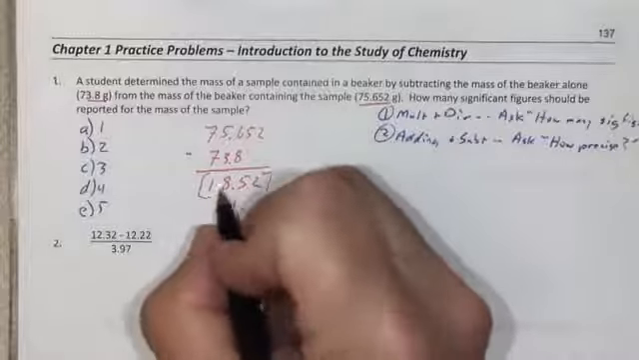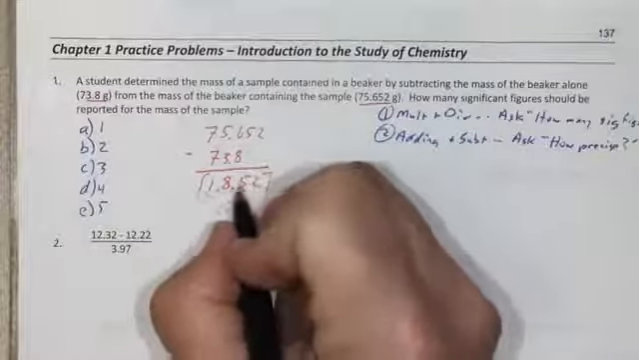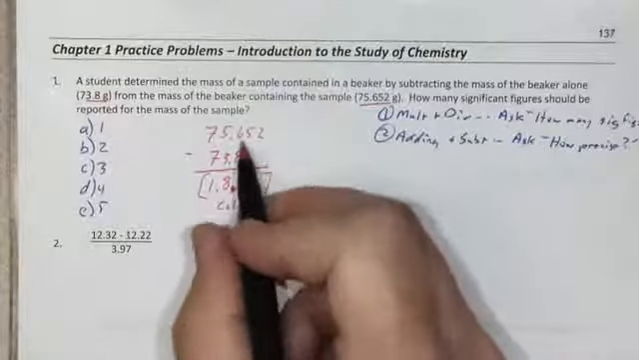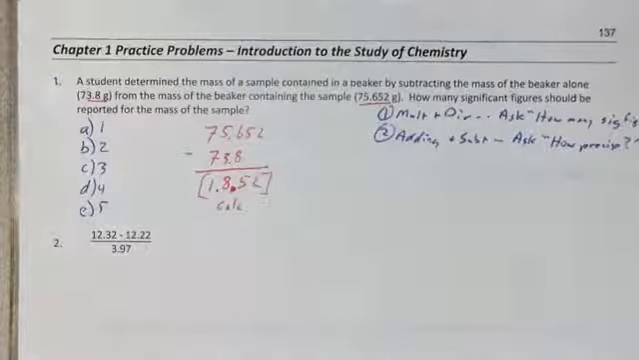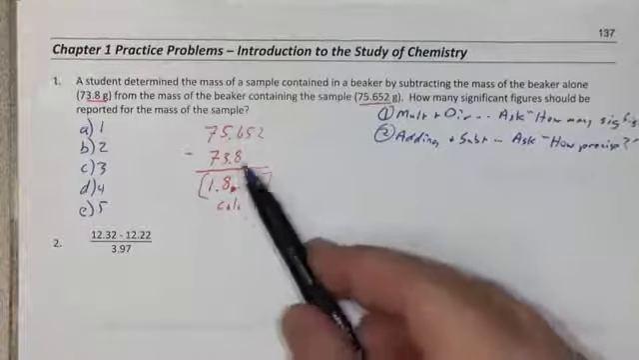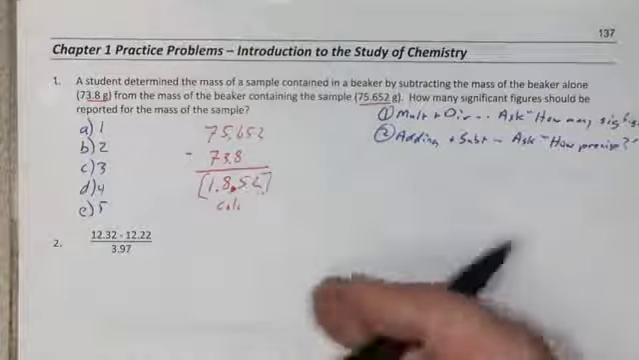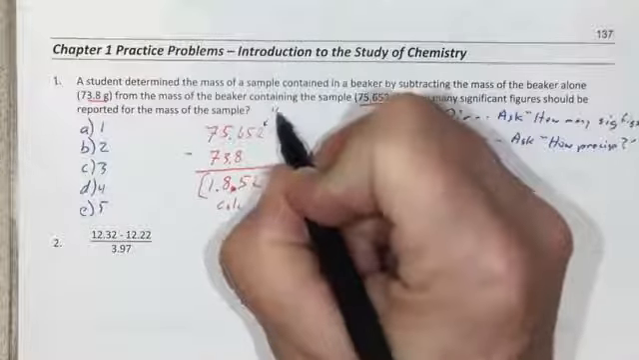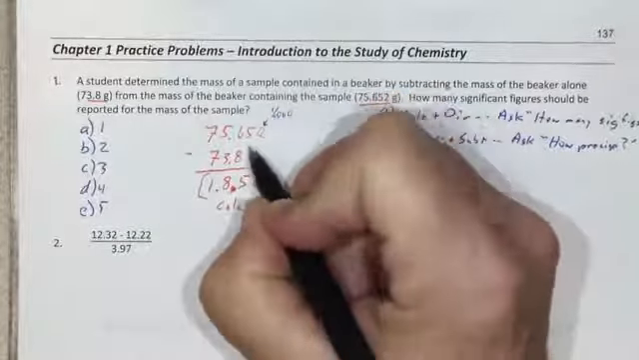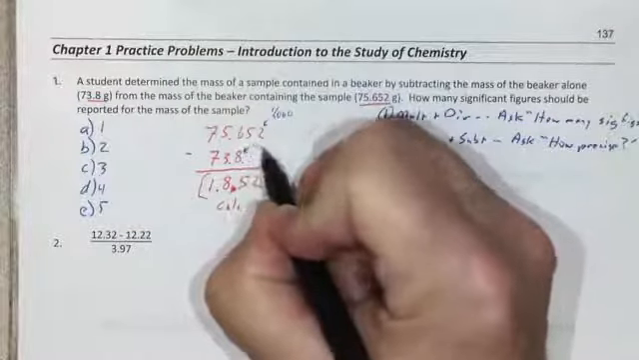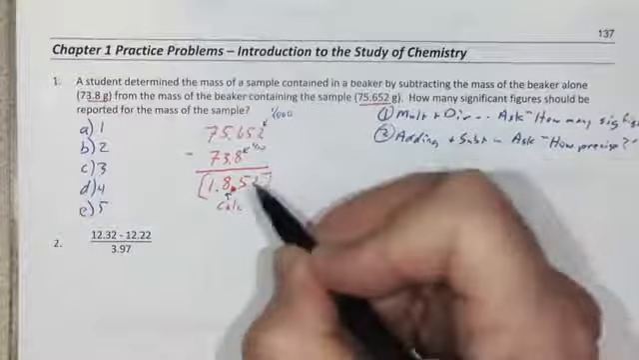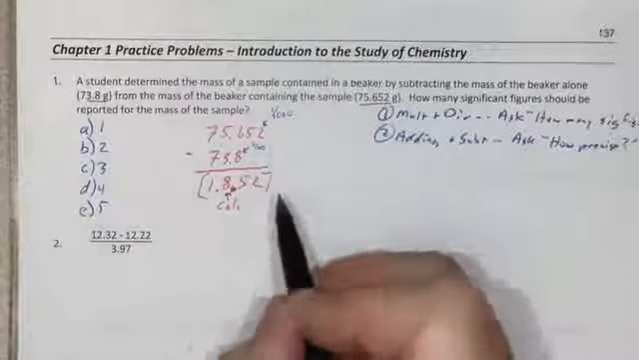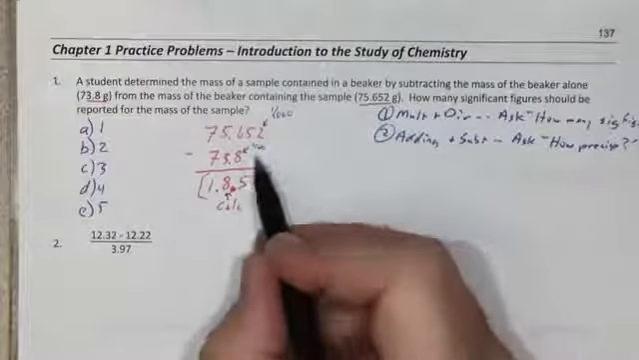That should be 1.852. I looked at my calculator wrong. That's 1.852. And when we're subtracting here, we don't count significant figures. We have to ask how precise is each number. This number is precise to the 1,000th place. This second number is only precise to the 1/10th place, and so the answer can only be precise to the 1/10th place. It's not precise to the 1,000th place.